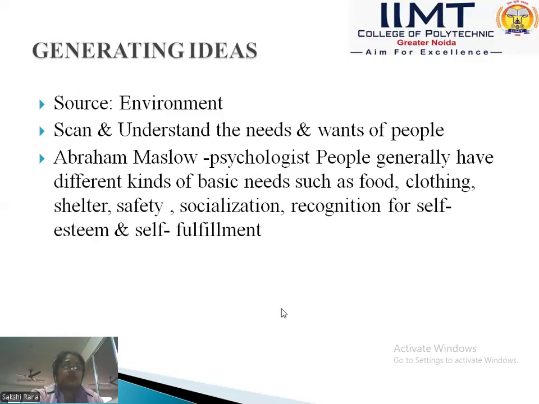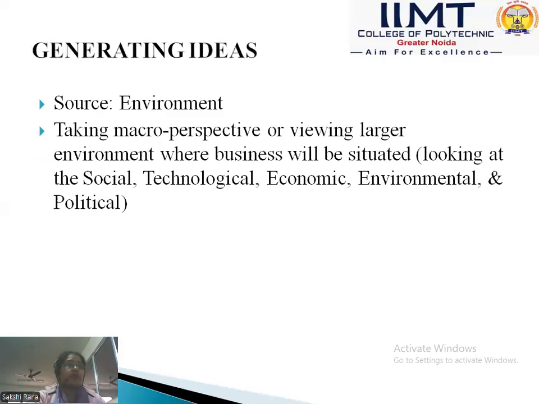There was a psychologist, Abraham Maslow. He said that people generally have different kinds of basic needs. All people have some basic needs, like they want food, clothing, shelter, safety, socialization, recognition for self-esteem and self-fulfillment. These are the basic needs which everyone knows, right? And which everyone wants for their fulfillment or for stability in their condition, right? Like taking a macro perspective of viewing larger.